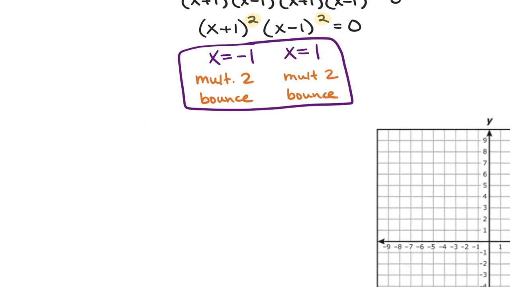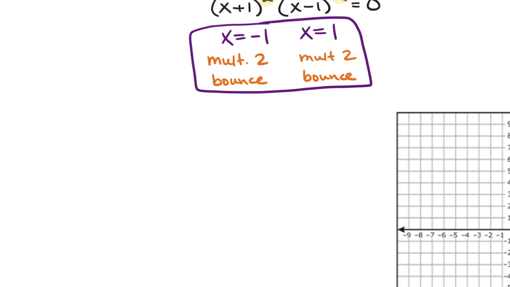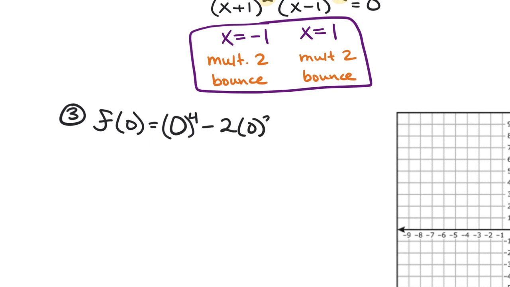Step 3 says to find the y-intercept. How did we find the y-intercept again? Plugging in 0. So we're doing f of 0, which is 0 to the 4th power minus 2 times 0 squared plus 1. What is f of 0? 1. Okay, easy. So we have a y-intercept at 1.